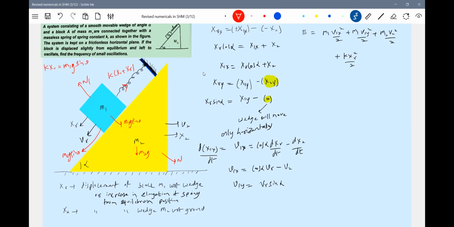Now we'll differentiate this. What we have to do is find out the frequency of small oscillation. Either you replace v1x in terms of v2, v1y in terms of v2, and the problem will be solved. But what to do with xr? So I need some relationship. So again, I'll come back to this one. V1x, we can write it as the same equation we already have here, no? These things I'm going to take help of.